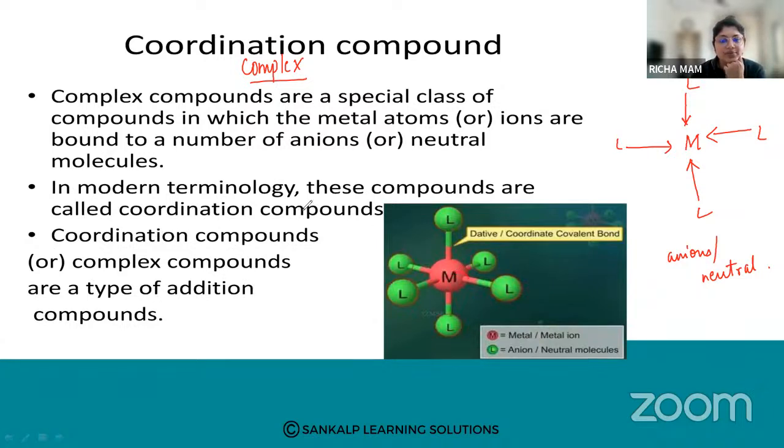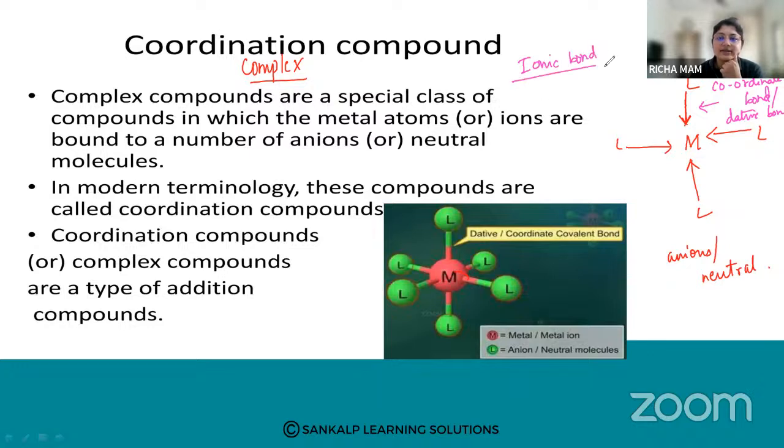The bond which is formed between the metal and the ligand is called a coordinate bond, or a dative bond. Okay, remember how an ionic bond is formed.